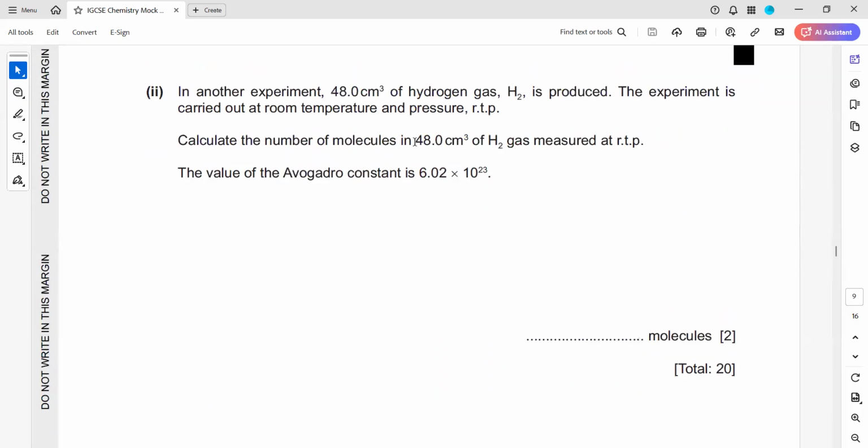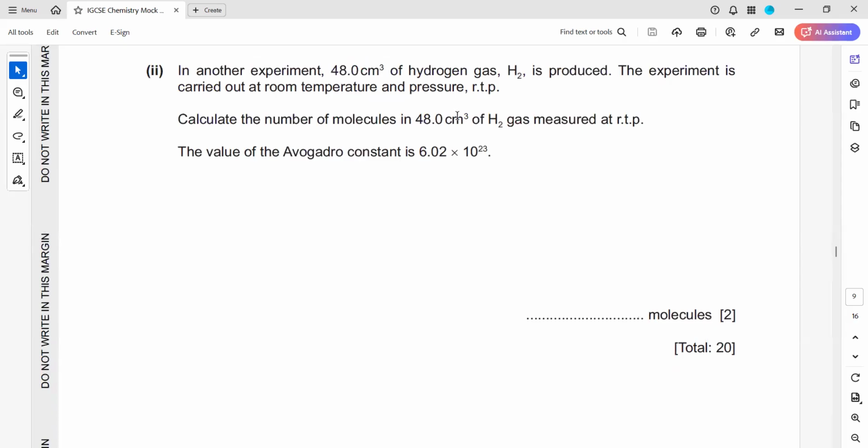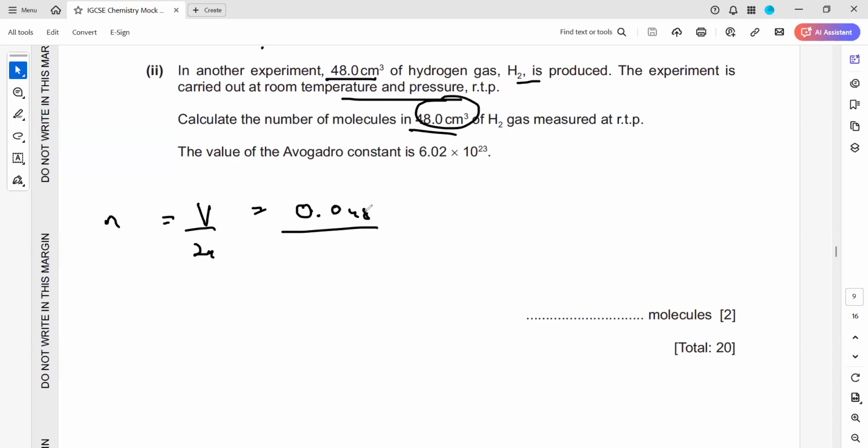This is for the first. Then another experiment. In another experiment, 48 cm cubed of hydrogen is produced. The experiment is carried out at room temperature and pressure. Calculate the number of molecules in 48 cm cubed of hydrogen. First, we will find the moles. Moles equal volume of the gas divided by 24. But volume must be in dm cubed, so it is 0.048 because we divide by 1000, divided by 24.